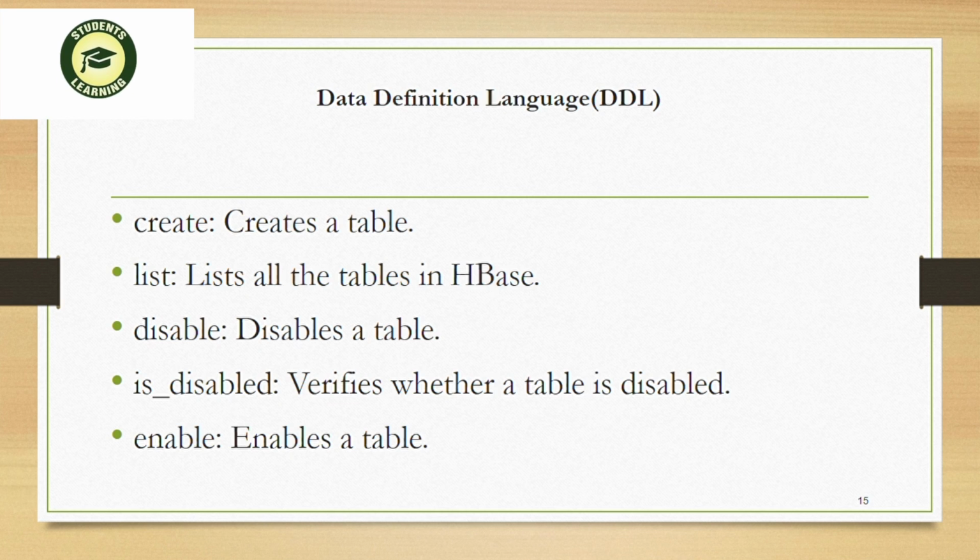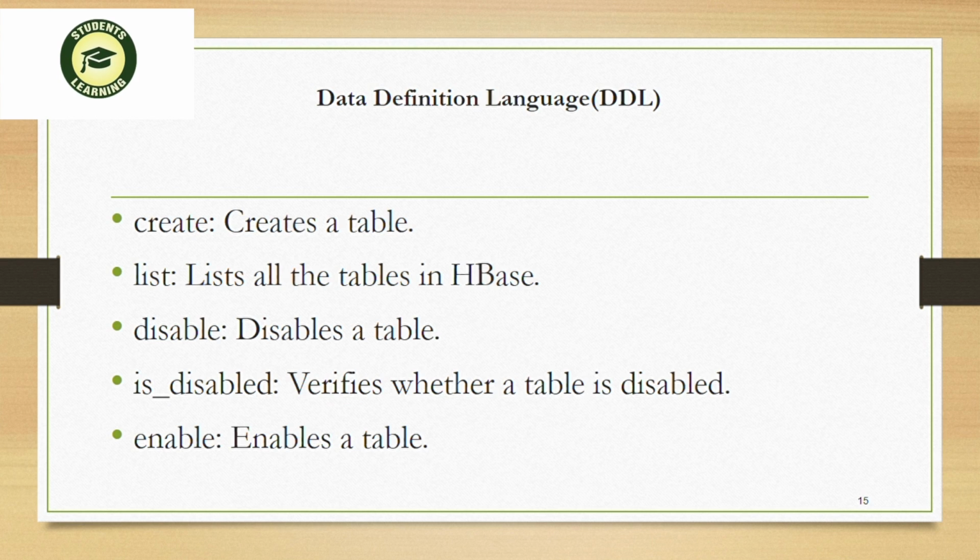There is a create command. With the help of create command, we can create a table. There is a list command. With the help of this command, we can list all the tables in HBase. There is another command, the command name is disable. With the help of disable command, we can disable any table of HBase. Another command is is_disabled. With the help of this command, we can verify whether a table is disabled or not.